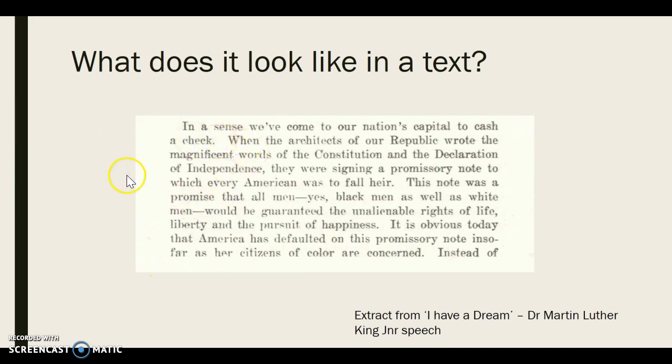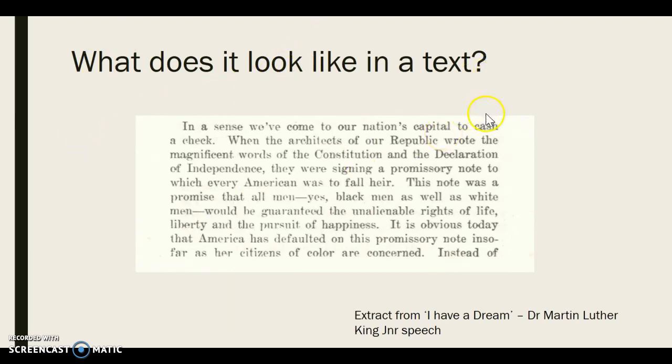Okay, so we have here, he says, in a sense, we've come to our nation's capital to cash a cheque. When the architects of our republic wrote the magnificent words of the Constitution and the Declaration of Independence, they were signing a promissory note to which every American was to fall heir. This note was a promise that all men, yes, black men as well as white men, would be guaranteed the unalienable rights of life, liberty, and the pursuit of happiness. It is obvious today that America has defaulted on this promissory note insofar as her citizens of colour are concerned. And then it goes on from there.